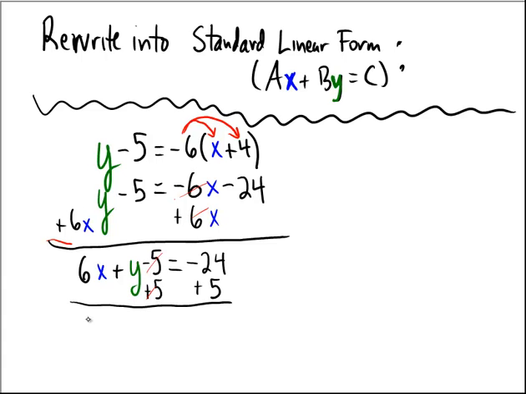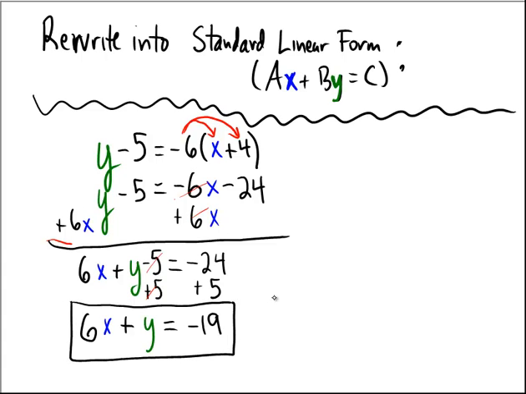So on the left-hand side, we'll have 6x plus y. The minus 5 and the plus 5 cancel out, and negative 24 plus 5 is negative 19. So this is called the standard linear form, and it completes our problem.